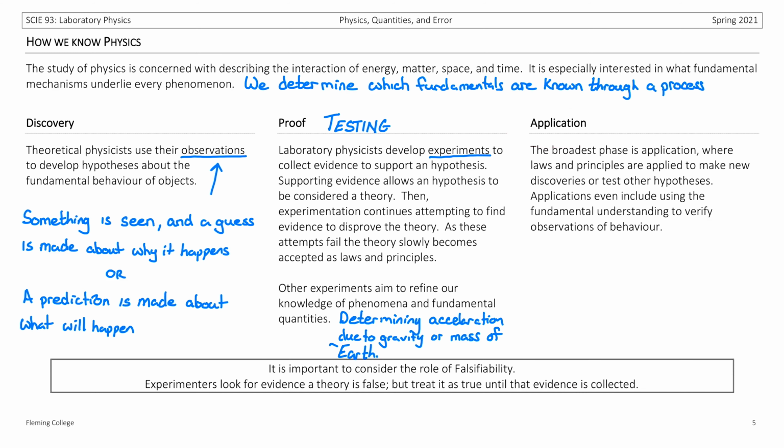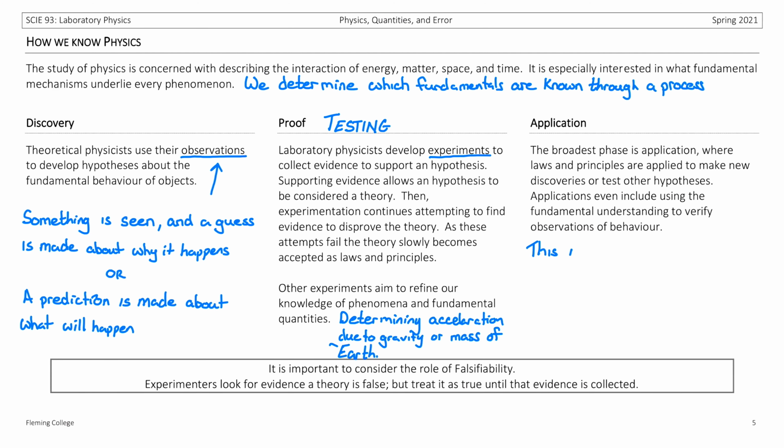A third area of physics studies is the application. Now, application would be our broadest phase. And this is where we take what we know about our laws and principles of the world, and we apply them to either try and flush out new discoveries, or to test other hypotheses in a different way, or we can even use our fundamental understanding of the universe to verify observations of behavior.